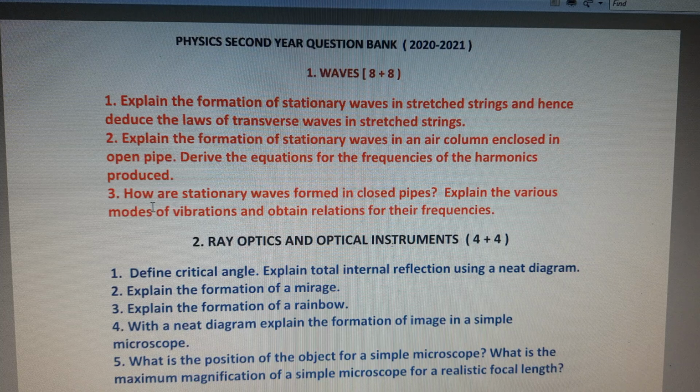And the third question is: how are stationary waves formed in a closed pipe? Explain the various modes of vibration and obtain the relation for their frequencies. From this wave chapter, 2 8-marks questions will be asked in the IPE examination 2021.